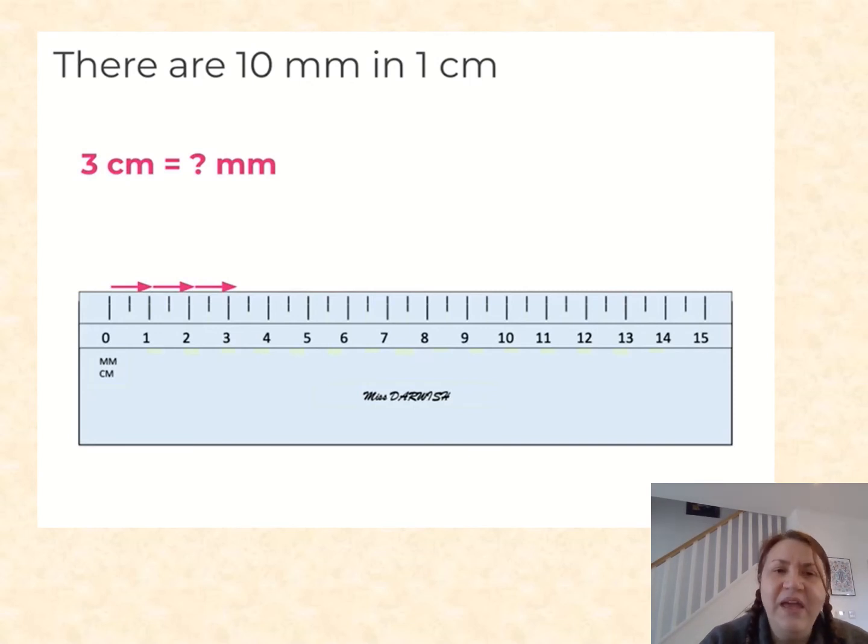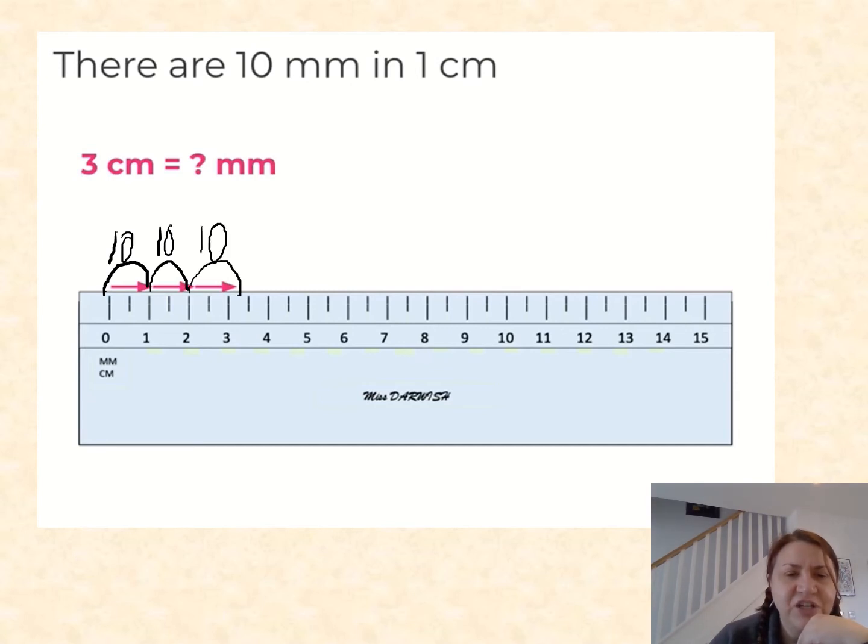So can you tell me how many millimetres there are in 3 centimetres? If there were 10 in 1, how many are there in 3? Right, so if we think about this, we now know that there are 10 in that section, which means there are also 10 in that section, which means there are also 10 in that section. So we're doing our 3 times 10, aren't we? We're doing our 10 3 times. So 10 times 3 is 30. There are 30 millimetres in 3 centimetres.